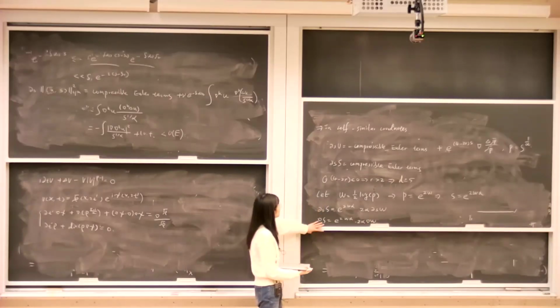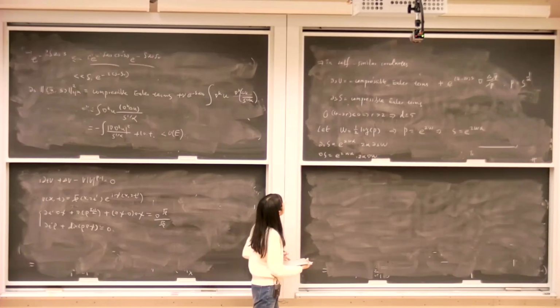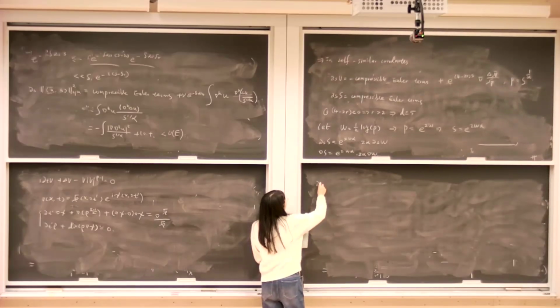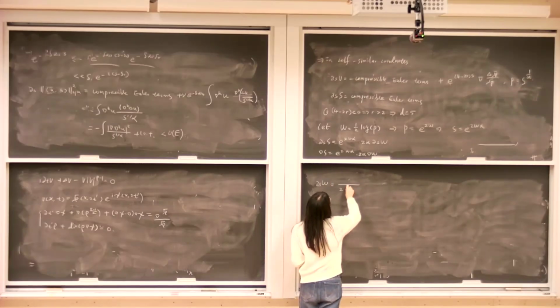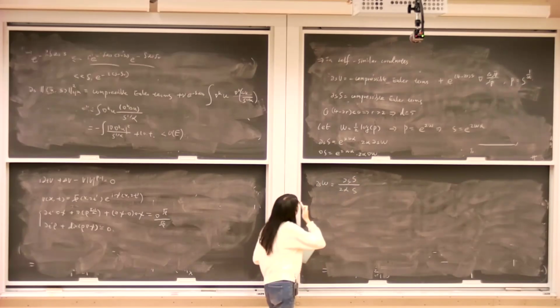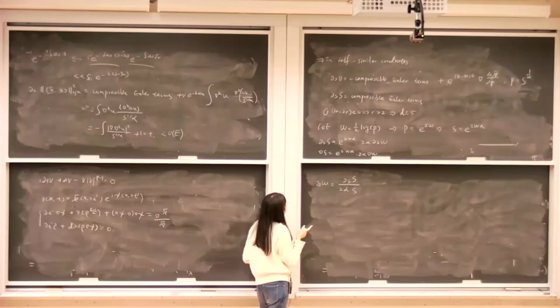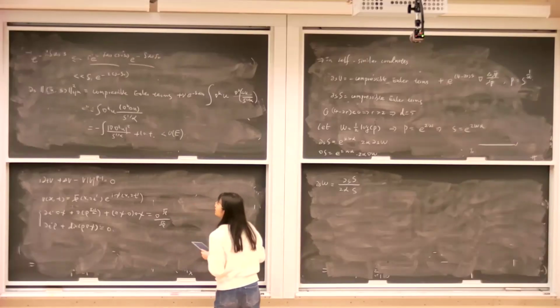So what is the equation for W? Partial SW is just the 2 alpha S partial SS. So plug in the equation for S. I have to write down the equation for S again.